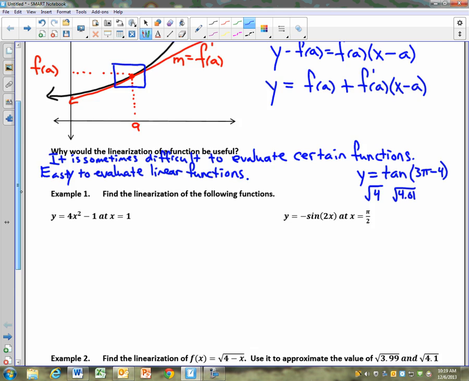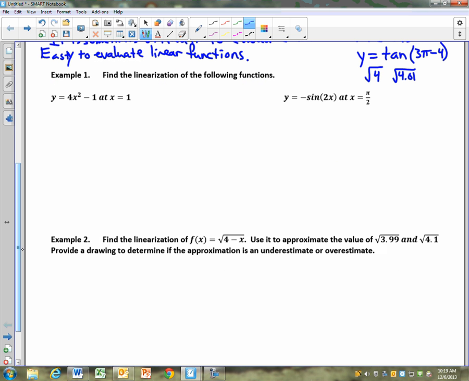So let's try the basic algebra stuff that we want to do. It says find the linearization of the following functions. Y equals 4x squared minus 1 at x equals 1. Well, we're just going to do the same stuff that we've done before. We need a, and we need f of a, or my point on my line, and I need my slope.